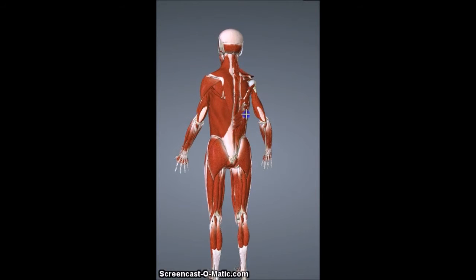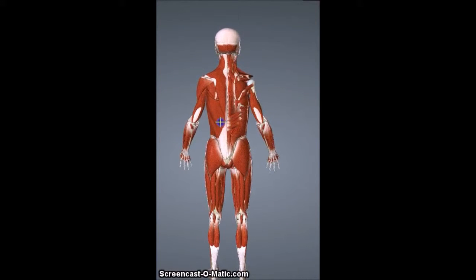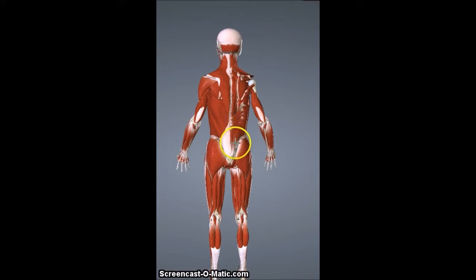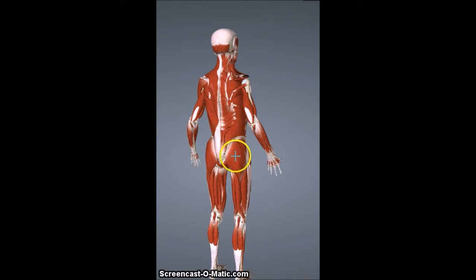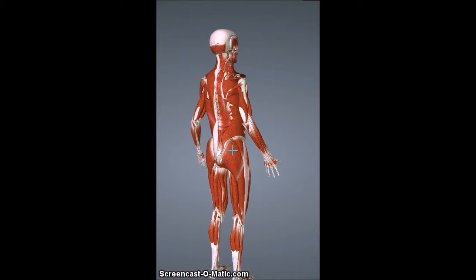These are intercostal muscles here. You'll see those from the other side also. And looking at the butt, okay, the gluteus maximus is the big butt muscle that you sit on.